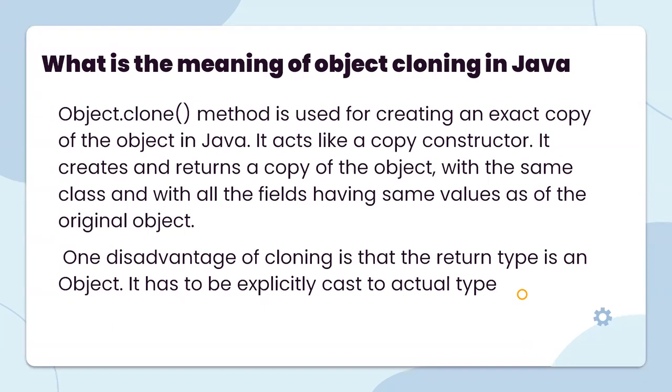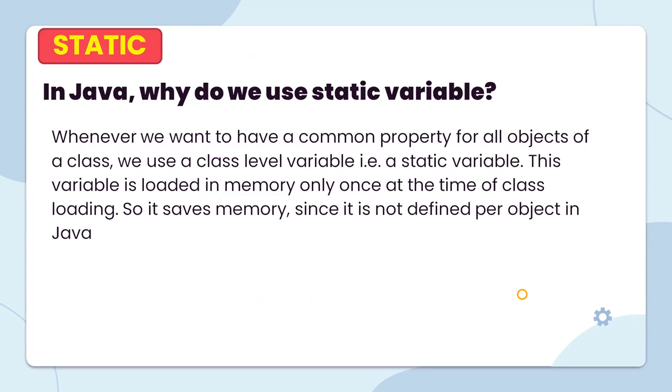All this value you can access by the clone object. One disadvantage of cloning is that the return type is an object. It has no explicit cast of an actual type. So now the next topic is about the static keyword.